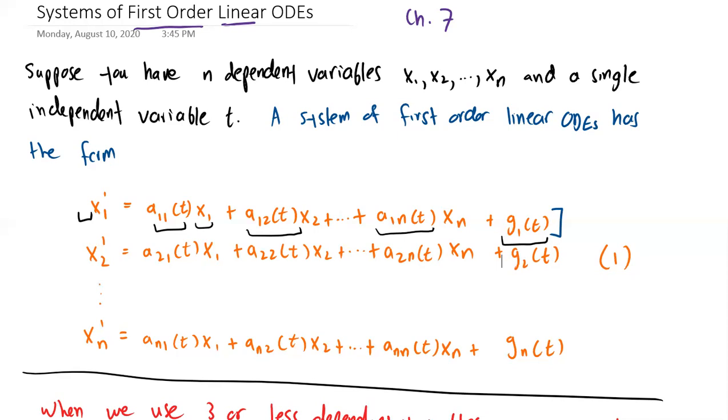right? So we have n linear first order ODEs, right? So all of them put together constitute a system of first order ODEs. You can think of it as an nth order system because there are n equations in it. Now, this is going to be the most general form, and I gave you this most general form because we're going to be focusing mostly on the 2 by 2 case.